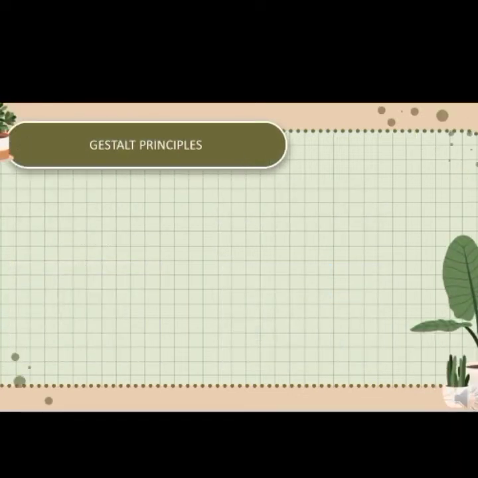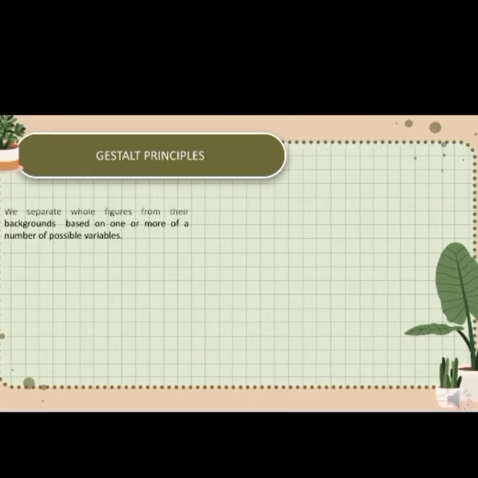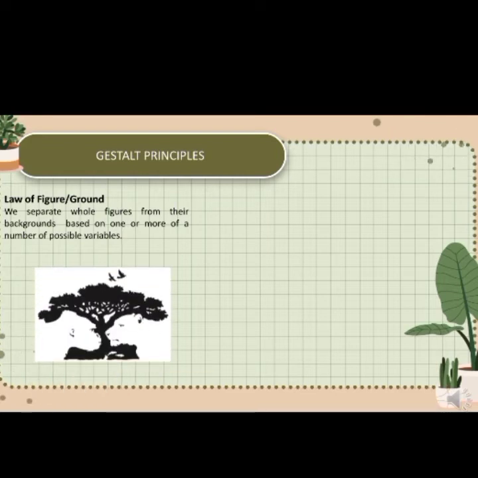The fifth principle of Gestalt theory is law of figure or ground. We separate full figures from their backgrounds based on one or more of a number of possible variables. Example image below. Some people will immediately see the tree when viewing the logo, while others will see the gorilla and lion staring at each other.